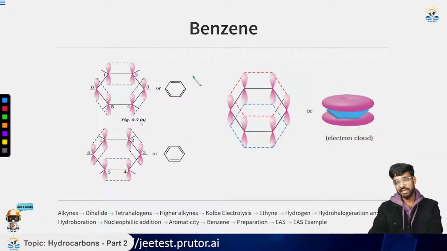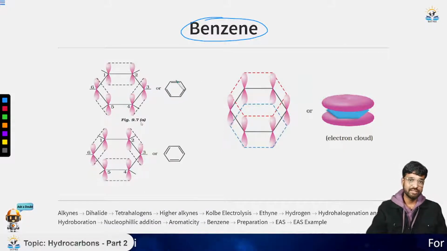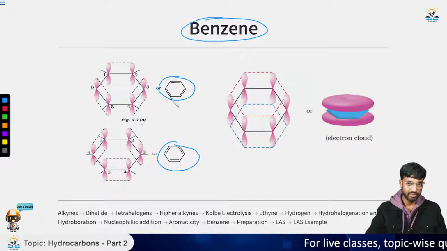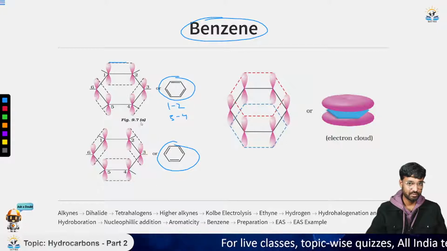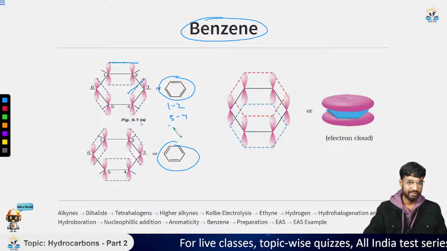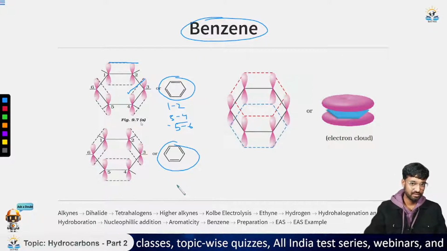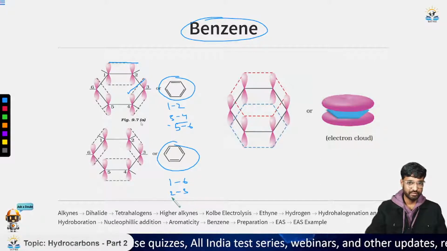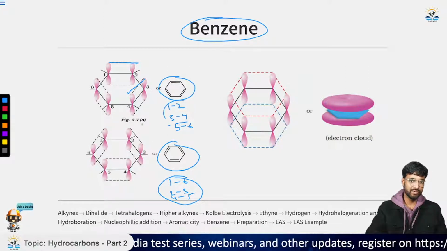Now let us have a proper look at benzene. If you look at the structure of benzene, it can exist in 2 forms, this one and this one. If we number all these carbons, this is 1-2 double bond, 3-4 double bond, and 5-6 double bond. And the second possibility is that we can have 1-6 double bond, 2-3 double bond, and 4-5 double bond. So these are the 3 possibilities for this structure and 3 possibilities for this structure.